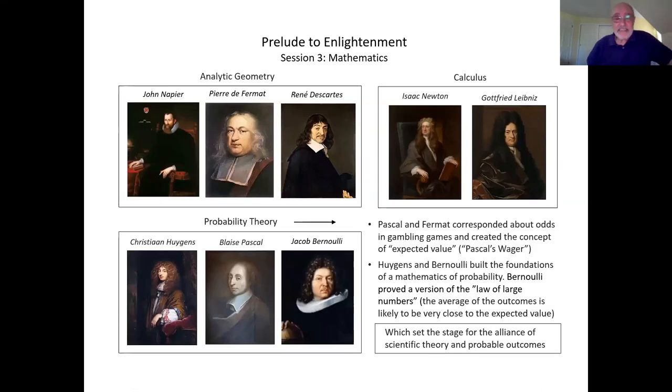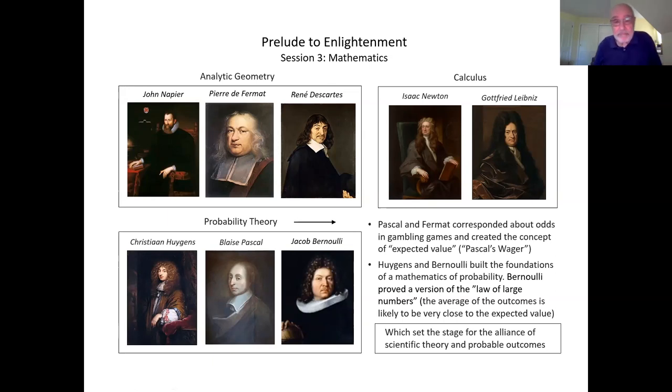so we find this pantheon of great thinkers have emerged within the mathematical universe in the 17th century. So in analytic geometry, we have Napier, we have Pierre de Fermat, we have René Descartes. In calculus, we have Newton and Leibniz.